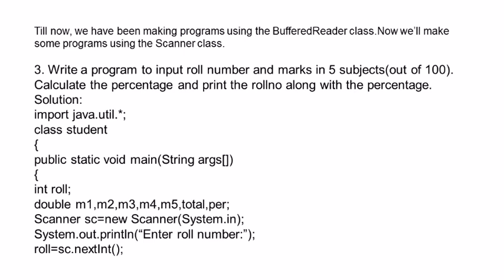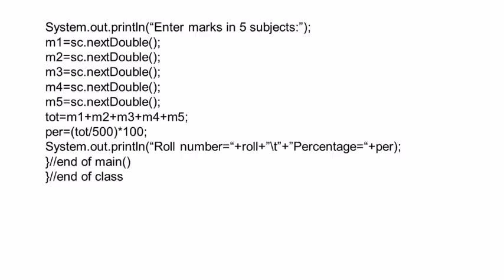Import java.util.*, then the class name Student. Then in main we are declaring the variables roll number as integer and m1, m2, m3, m4, m5 as double type to enter marks, total and per to calculate total and percentage. Scanner class object sc, then we are entering the roll number in the variable roll using sc.nextInt.